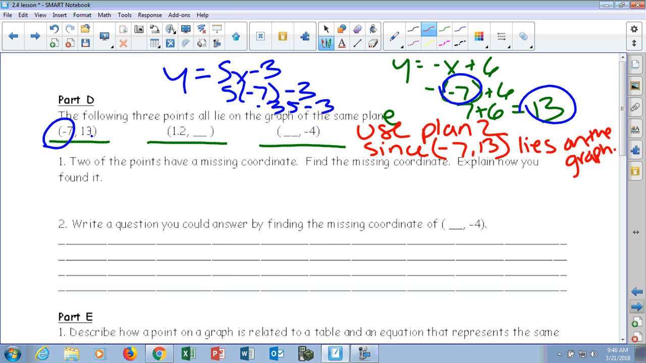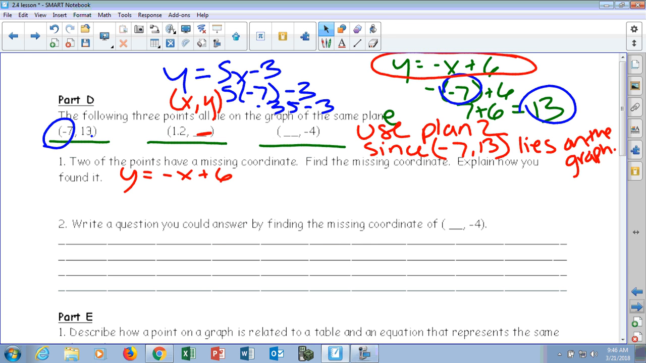Okay, so they want us to find what our y is, because we know these are written in x comma y. Our x is 1.2, and now that we know what equation we're going to be using, our plan 2 equation, y equals negative x plus 6, how would I solve what my y is? I know my x is 1.2, and using this equation, how would I solve for my y? Ava? How would I solve for my y right here?